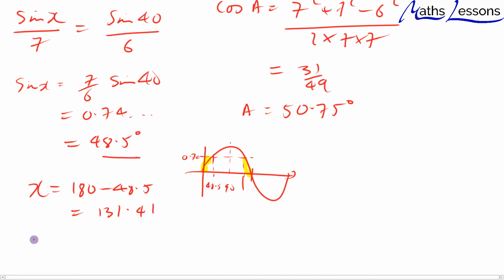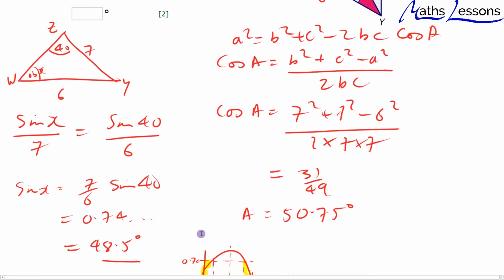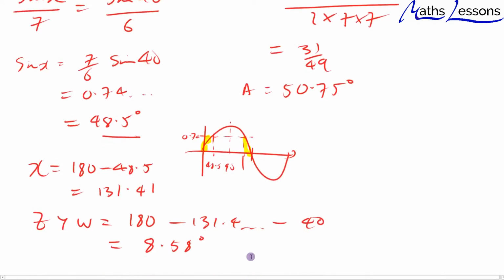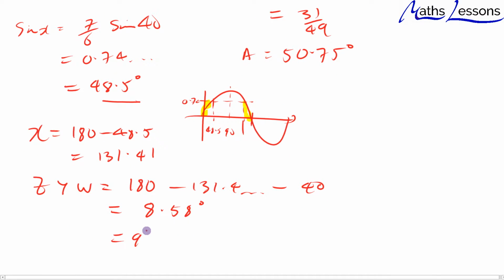So therefore z, y, w will equal 180 minus 131.4 and all the rest minus 40. Take that all away and we get 8.58 degrees. And I think it was to the nearest degree, was it? Yes. So it's going to be 9 degrees to the nearest degree.